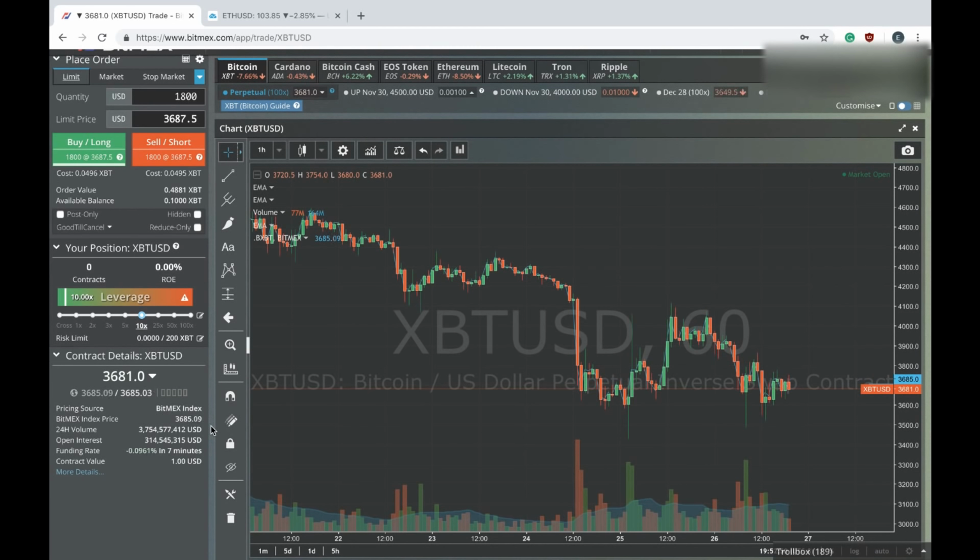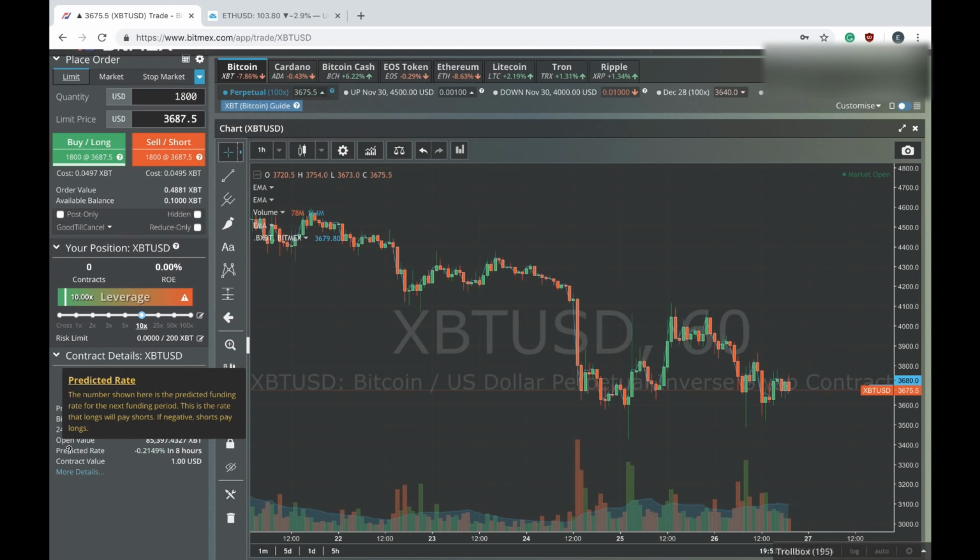But like I said, with your stop market or with your stop loss, you should always use a market order. But in general, just try and do a limit order to get in and get out, just so that you're not paying a fee.